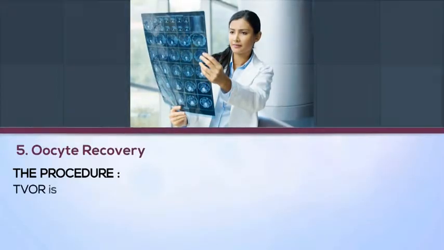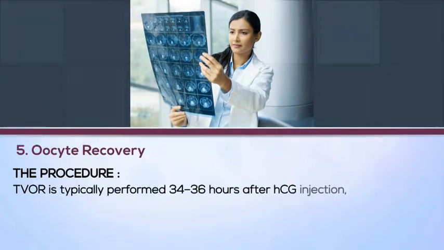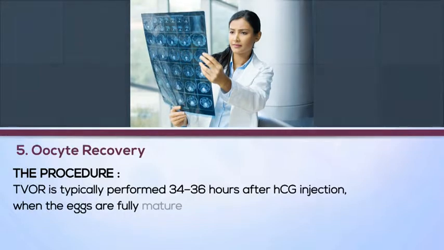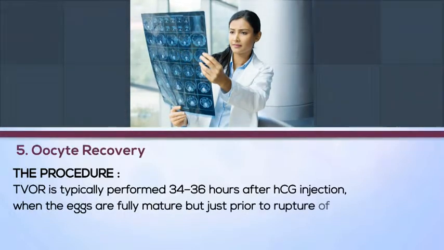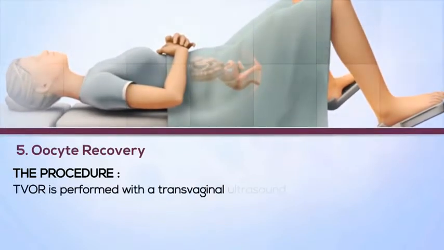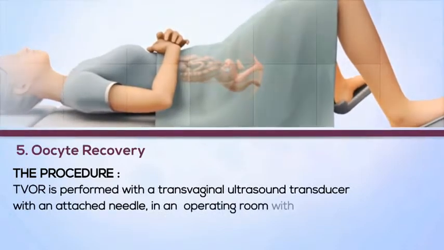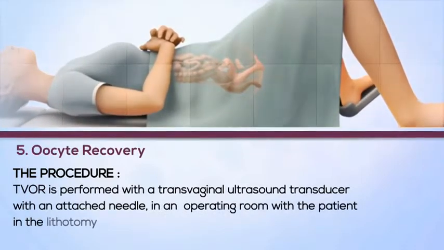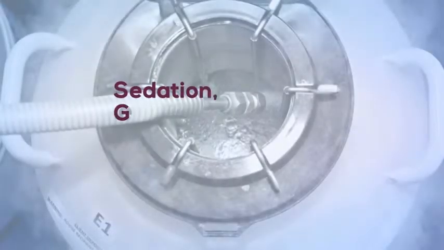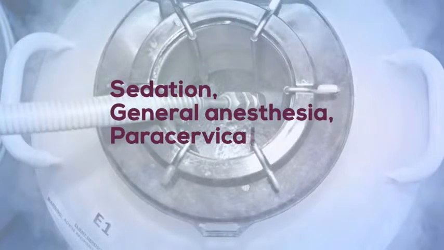TVOR is typically performed 34 to 36 hours after HCG injection when the eggs are fully mature but just prior to rupture of the follicles. TVOR is performed with a transvaginal ultrasound transducer with an attached needle in an operating room with the patient in the lithotomy position. Generally, it is performed under sedation, general anesthesia, paracervical block or sometimes spinal anesthesia.